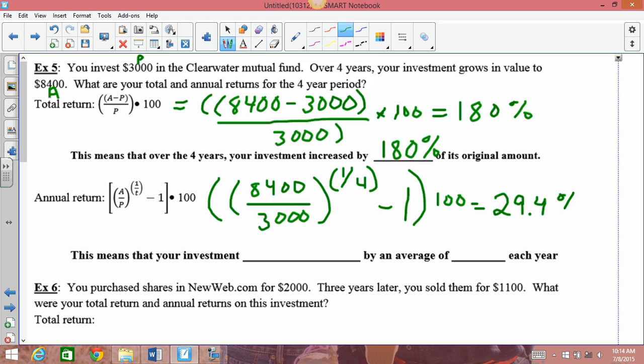29.4%. I'm not sure if you had to round on that one or not, but if you do have to, just know that on a test or a quiz, I'll tell you exactly how to round. This means that your investment increased because this value is positive. If it had been negative, we would just say decreased. Your investment has increased by an average, that's the key word here, by an average of 29.4% each year.